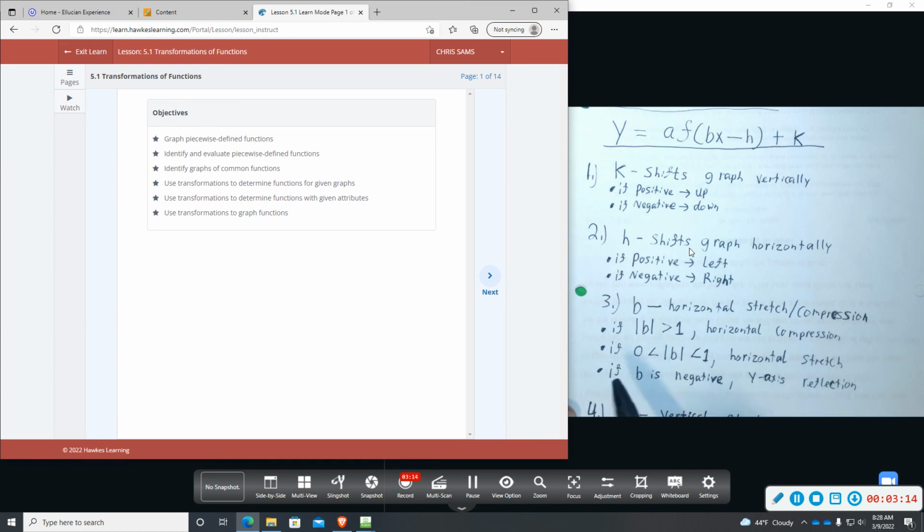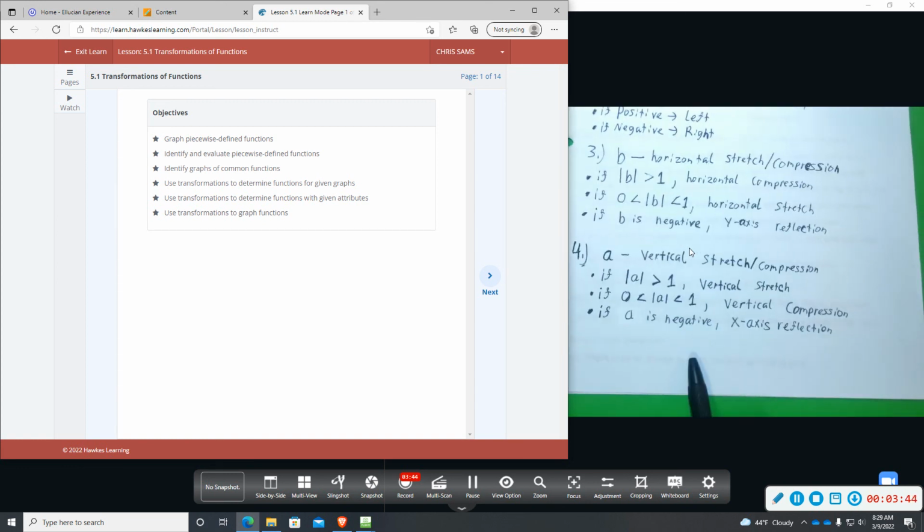And if that number is less than one space from 0, so between 0 and 1, like a half or a fourth or a third, or it'll be 0.67, something like that. So it's less than 1, but greater than 0, the absolute value of it is going to be a horizontal stretch. And then if B is negative, okay, that will flip it across the y-axis. So you have a y-axis reflection. So this is important to have.